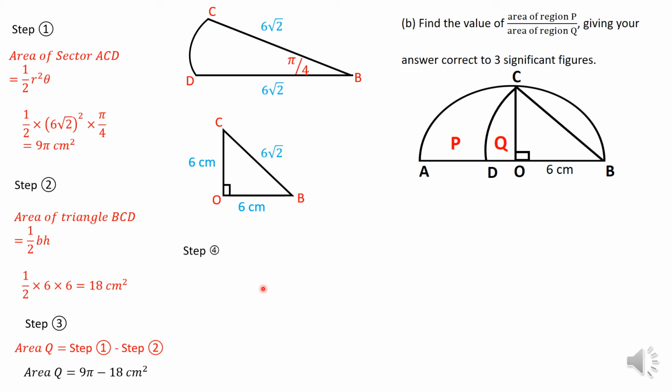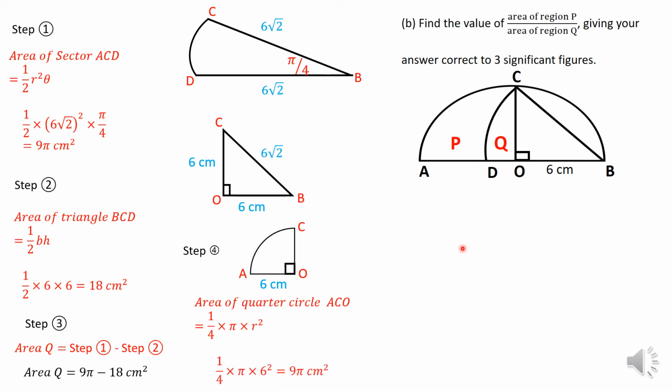Right, so step 4, I'm going to calculate a quarter circle. This is CAO, the whole of this. It's a quarter of a circle. The formula to calculate the area of a circle is pi r squared, but it's just 1/4. So punch in 1/4 times pi times the radius. That gives me 9 pi square centimeters. So that's the area of ACO.